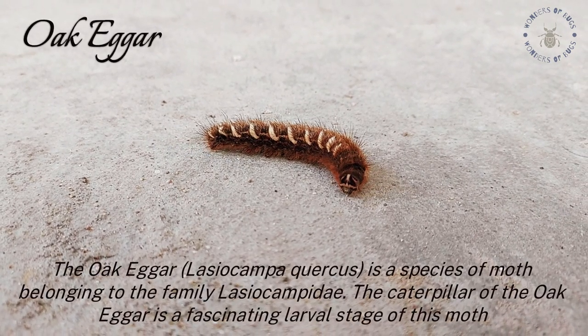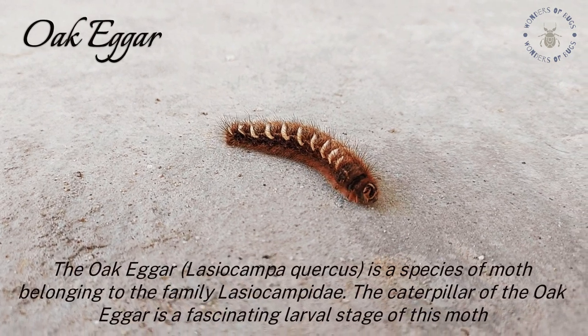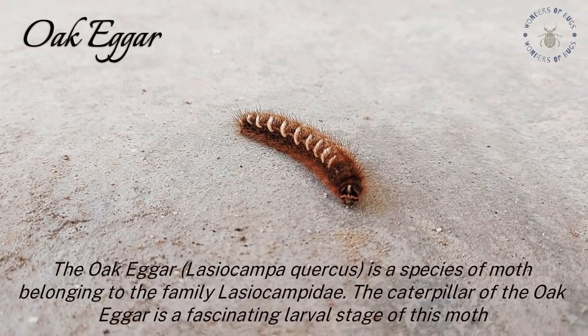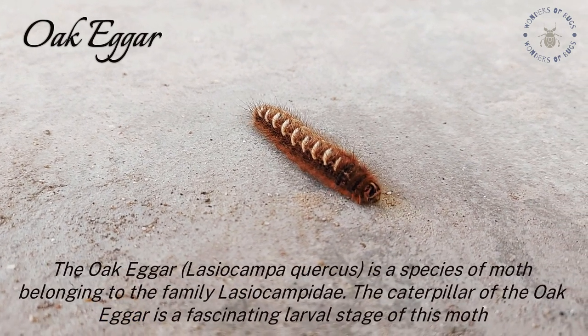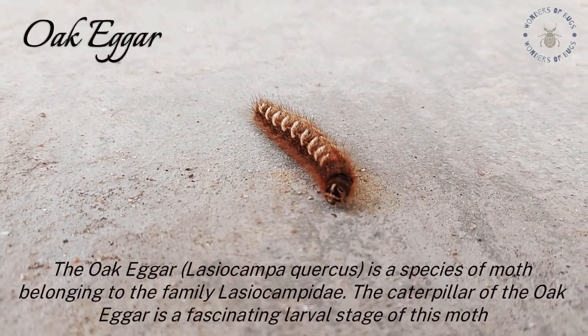The Oak Eggar, Lasiocampa quercus, is a species of moth belonging to the family Lasiocampidae. The caterpillar of the Oak Eggar is a fascinating larval stage of this moth.